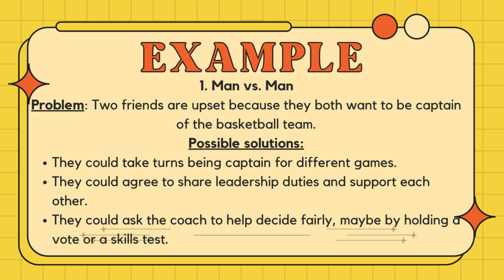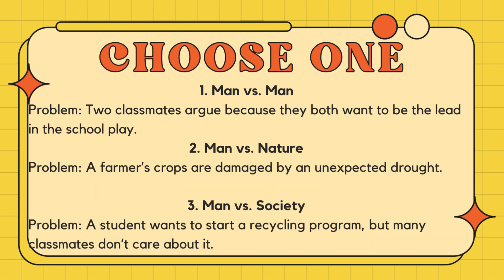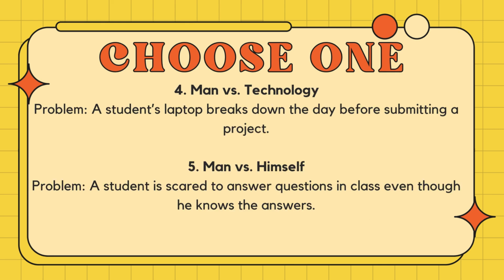So I have here 5 different conflicts: man versus man, man versus nature, man versus society, man versus technology, and man versus himself. You only have to choose one problem and provide 3 possible solutions.